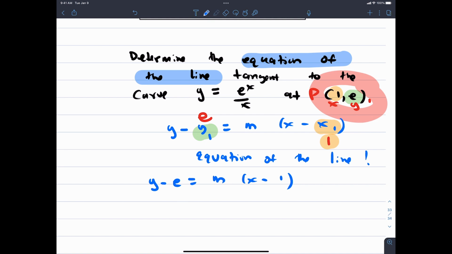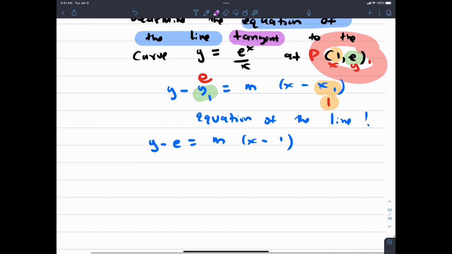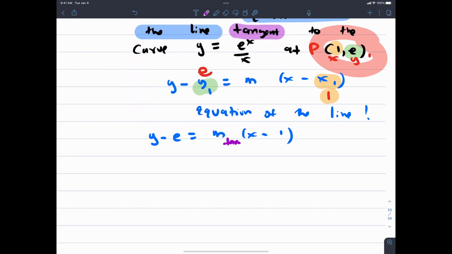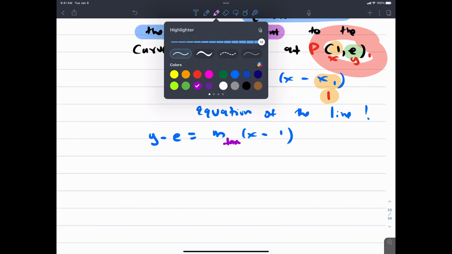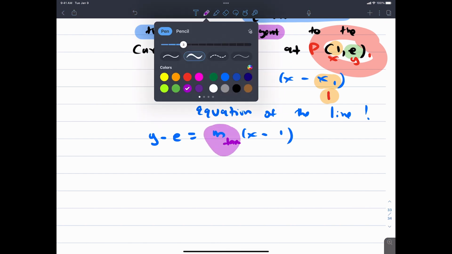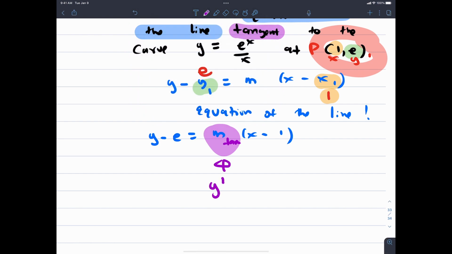And then, what do they mean by tangent to the curve? This portion, tangent to the curve. This is code for what? This portion is really m tangent. You should have seen these questions over and over in Calculus 1. How do you get the m tangent? That's the derivative evaluated at x equals x1. In this case, it's 1.